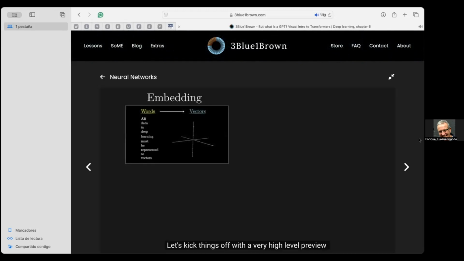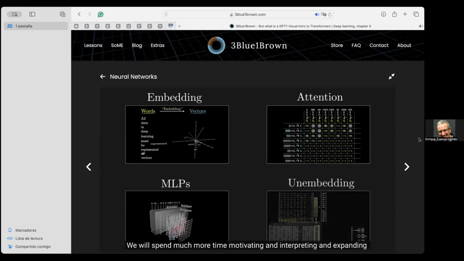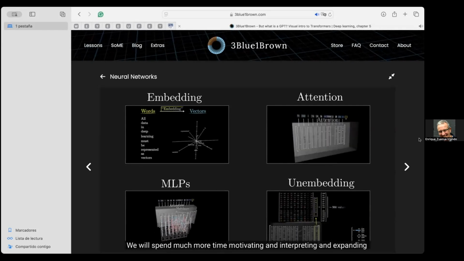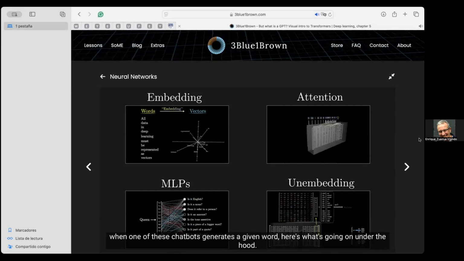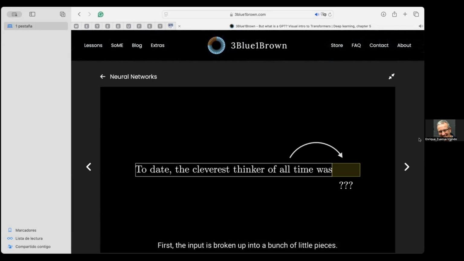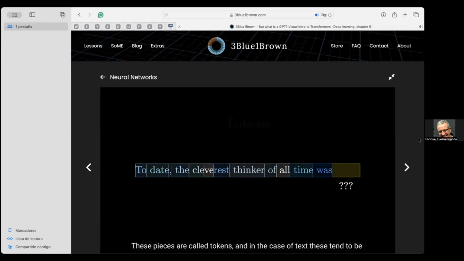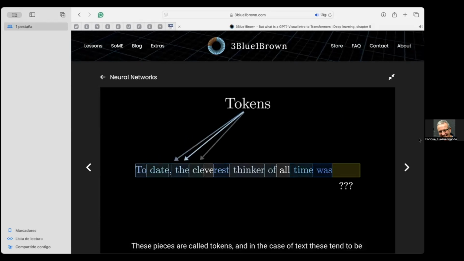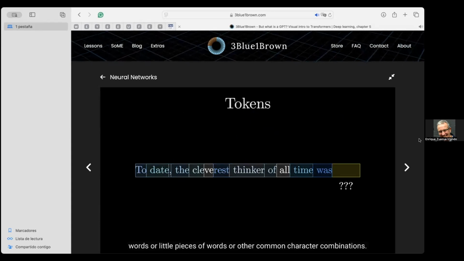Let's kick things off with a very high-level preview of how data flows through a transformer. We will spend much more time motivating and interpreting and expanding on the details of each step, but in broad strokes, when one of these chatbots generates a given word, here's what's going on under the hood. First, the input is broken up into a bunch of little pieces. These pieces are called tokens, and in the case of text, these tend to be words or little pieces of words or other common character combinations.